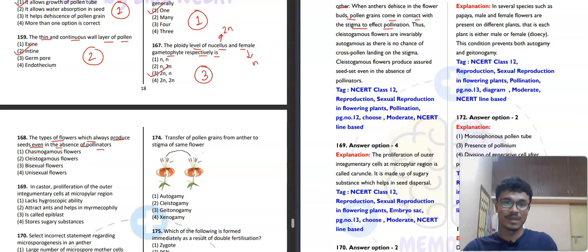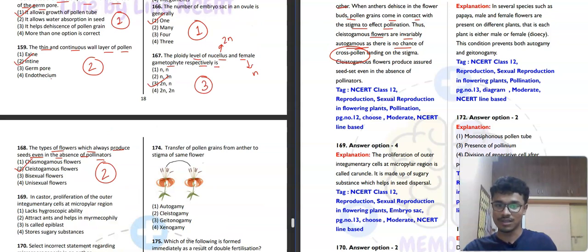That's why clistogamous flowers are invariably autogamous, as there is no chance of cross pollination or cross pollen landing on the stigma. That's why clistogamous flowers produce assured seed set in the absence of pollinators, because they don't need any pollinators. There is no cross pollination. It is all invariably autogamous. So the second option will be the correct answer for this question. Now moving towards the next question, 169.